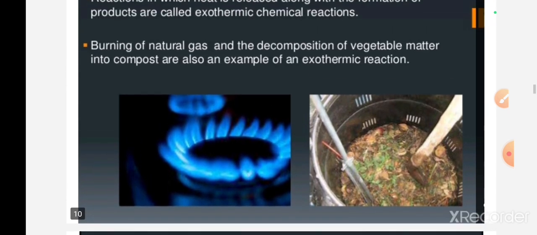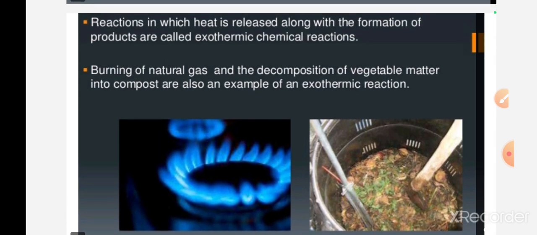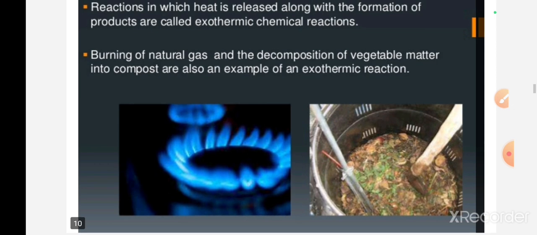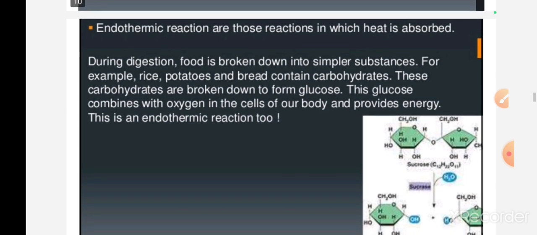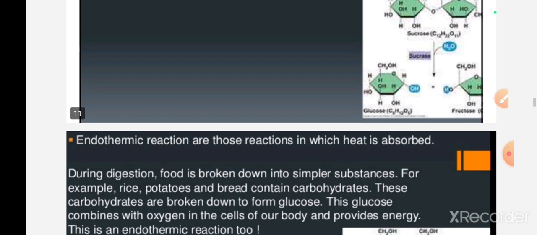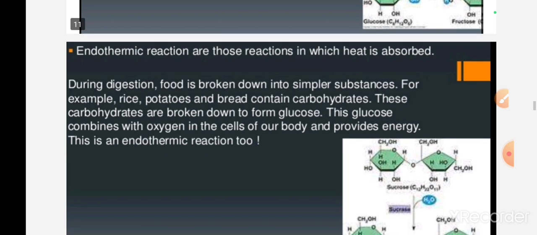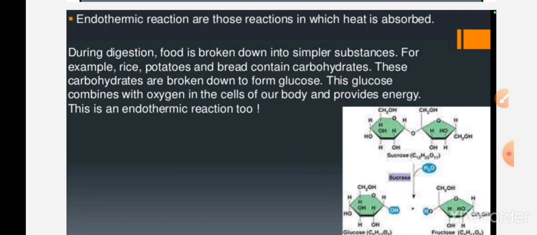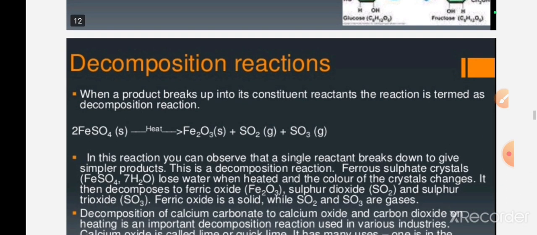Whatever reactions produce carbon dioxide, those are exothermic reactions. For example, decomposition of matter, burning of biofuel gas. These are exothermic. Then endothermic: digestion of food. Endothermic reactions are those reactions in which heat is absorbed, as I told you in digestion or other reactions.